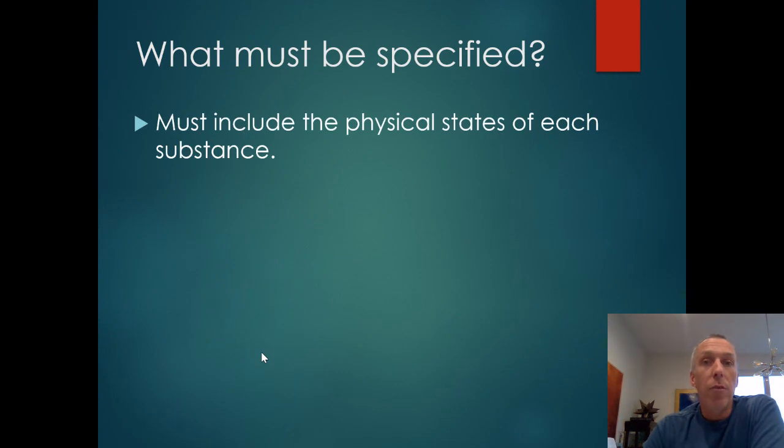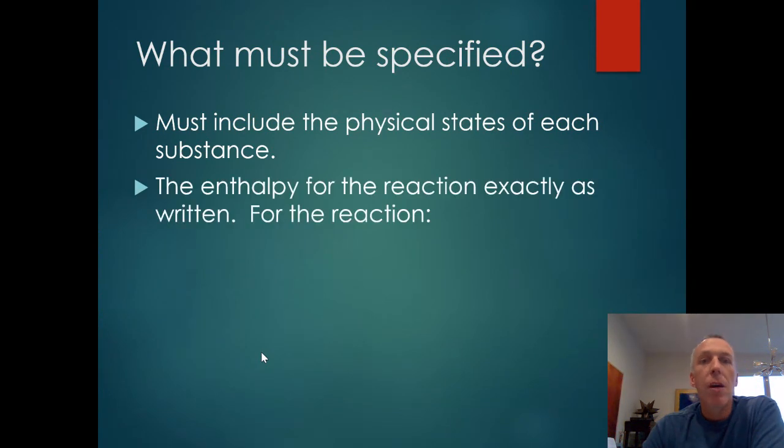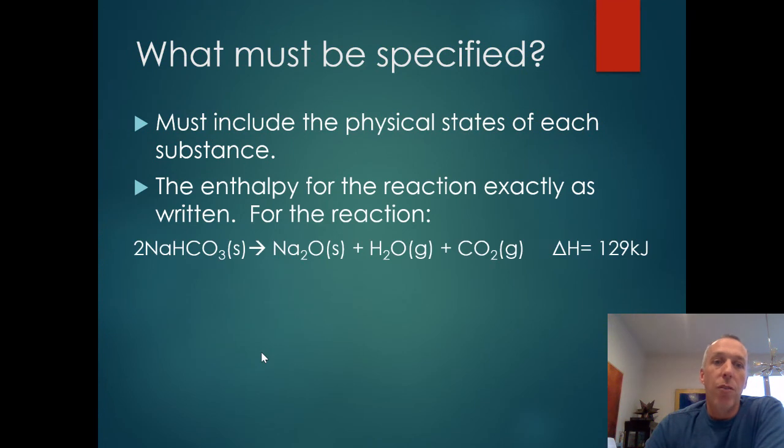Okay, so what must be specified in these thermochemical equations? Well, you have to include the physical state of each substance, because if something's a solid versus a gas, it's going to take a different amount of energy for it to react. The enthalpy for the reaction is the enthalpy as it's written. For this reaction, the decomposition of sodium bicarbonate, baking soda, it's exactly as written. So 2 moles of NaHCO3 solid decomposing takes this much energy. If it was only 1 mole of this, if we basically cut everything in half here, then it would be half that energy. So the energy is always specific for how the reaction is written, exactly as is.